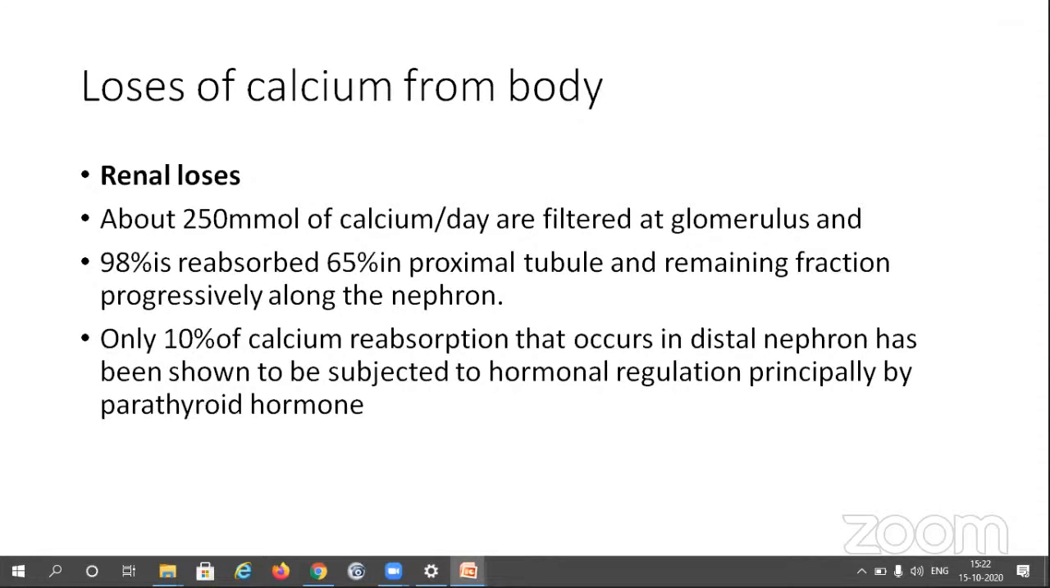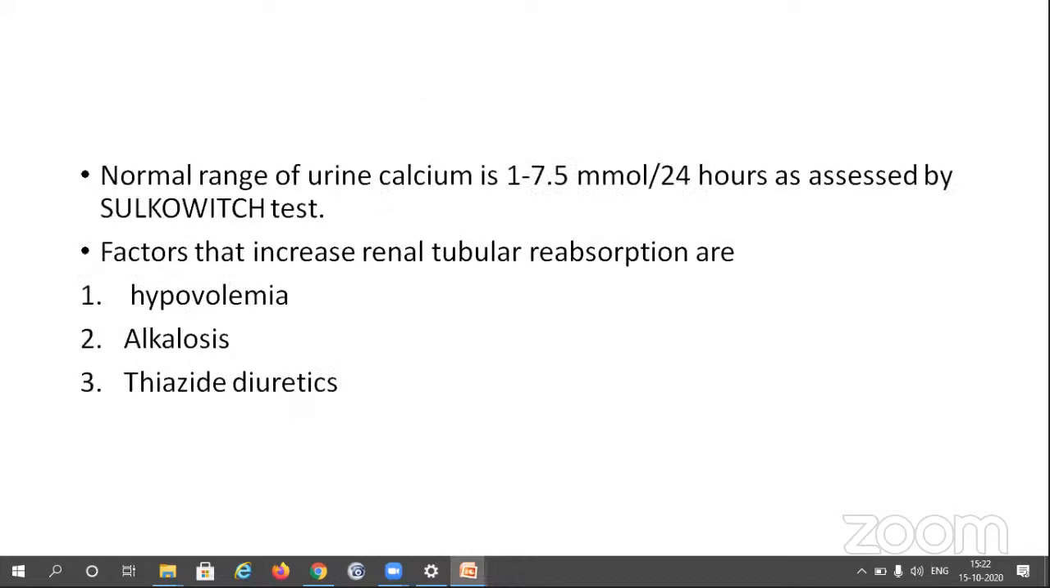Losses of calcium from the body. Renal: about 250 millimole of calcium per day is filtered at the glomerulus. 98% is reabsorbed, and 65% occurs in the proximal convoluted tubule and the remaining fraction progressively along the nephron. Only 10% of calcium reabsorption that occurs in the distal nephron has been shown to be subjected to hormonal regulation, principally by parathyroid hormone. Normal range of urine calcium is 1 to 7.5 millimole per 24 hours, as assessed by the Sulkowitch test.